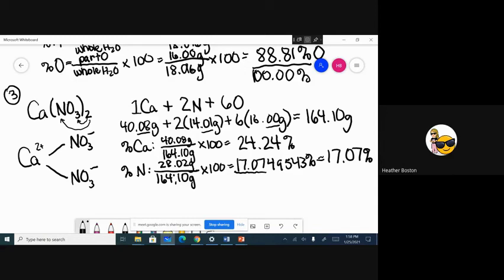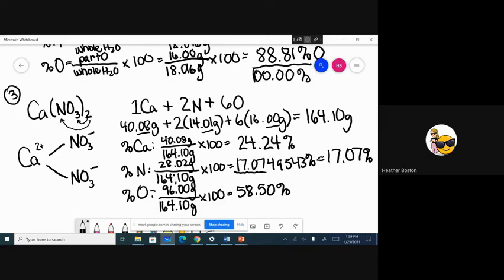I want you to pay attention to this one because you'll see that we rounded it because we do need to report our answer in 4 sig figs, but when I go back and check that it adds up to 100, it's not going to quite add up to 100, and that's okay. The part that's oxygen is 96 grams, or 6 times 16. And I get 58.50%.